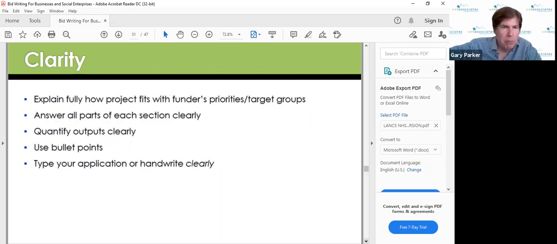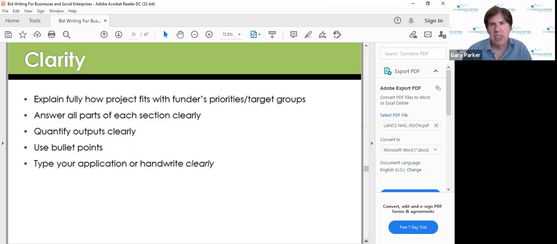You've got to answer all parts of each section clearly, because these days many applications are word limited, so what you probably need to do is write a longer application and edit it down. You might have to edit 500 words down to 200 words in many sections, or even less in some.